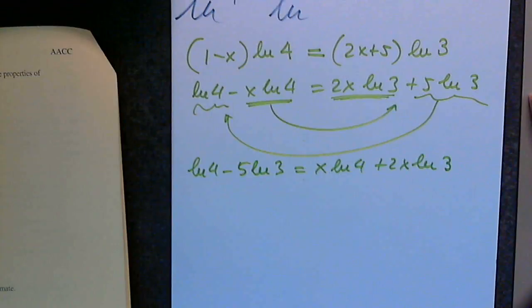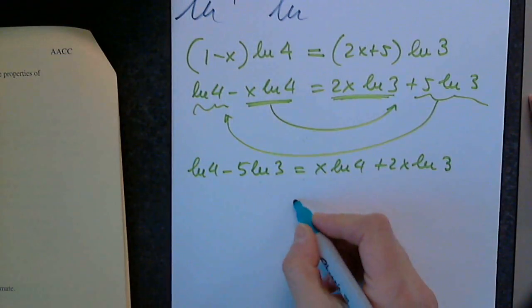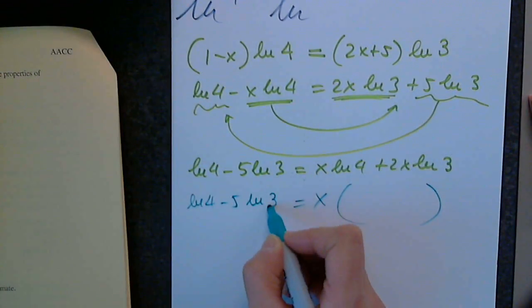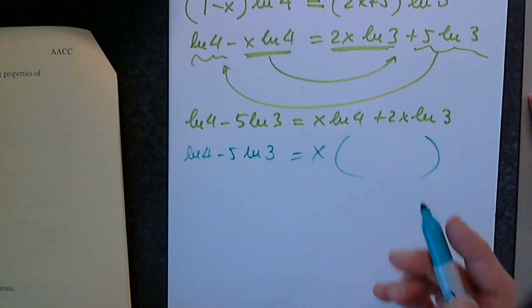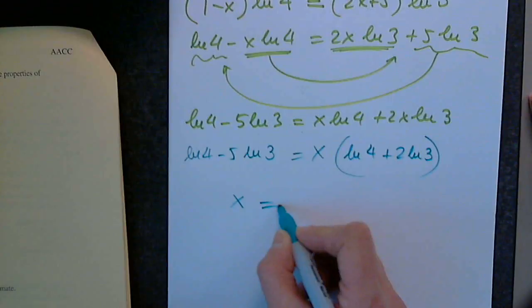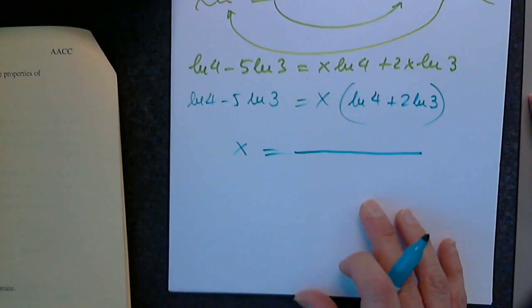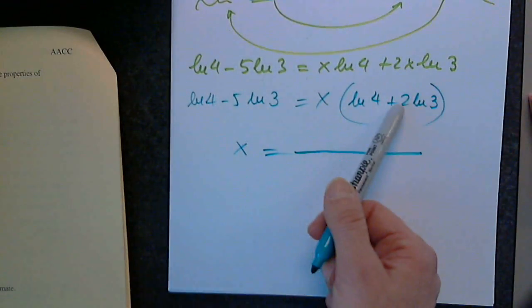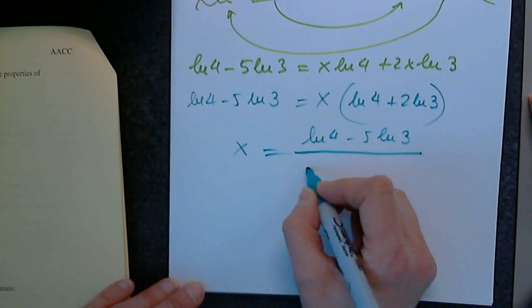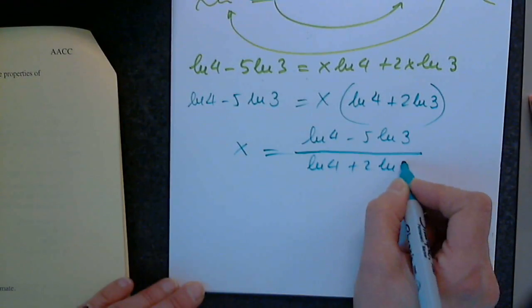Now I'm asking myself, what do I do next? Since I cannot combine like terms, factor out. Yes, always remember factor, simplify. So in this case, I have to factor, and I'm factoring out x. So natural log 4 plus 2 natural log 3. And the final simplified form will be this over this: natural log 4 minus 5 natural log 3 over natural log 4 plus 2 natural log 3.